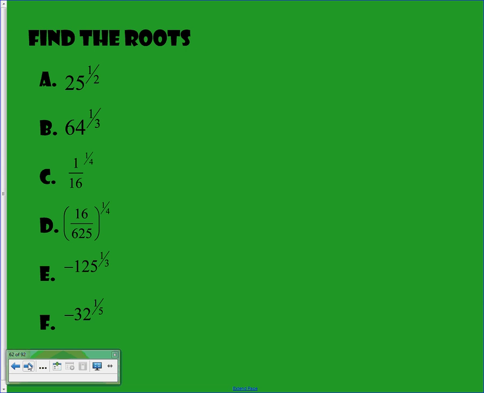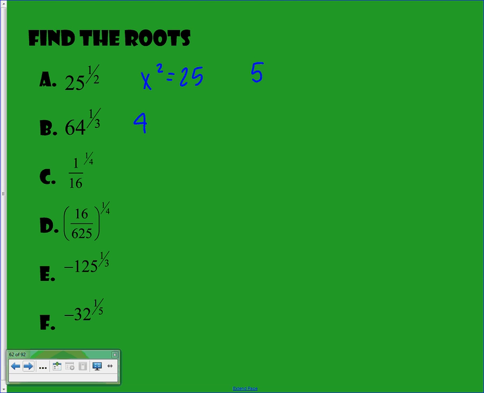This is where that power sheet, all those things that you said you had memorized, really comes into play. So part A, 25 to the 1/2, says what to the second power is 25? Well, that's going to be 5. Okay, here we're going to say what to the third power is 64? Well, that's 4. Now C is a little trickier.